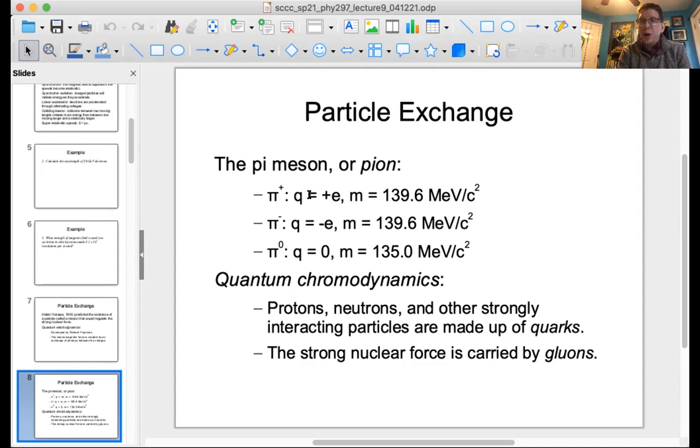The first two are each other's antiparticles. So one is matter, one is antimatter. They have an identical rest energy. The pi zero meson, or the neutral one, has a slightly lower rest energy, 135.0 megavolts per c squared, as that's the rest mass. So the rest energy is 135.0 mega electron volts.